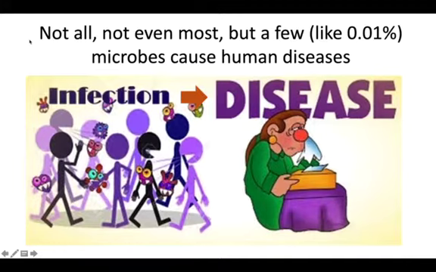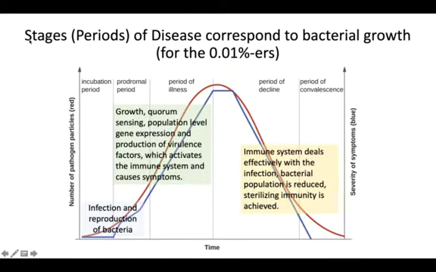So tonight, I'm going to talk further about infection and disease. This is the meat of this week's lecture. And again, I want to emphasize that not all, not even most, but only a few of the microbes cause human diseases. It's like 1/100%. A very small amount of known microbes actually cause us disease.